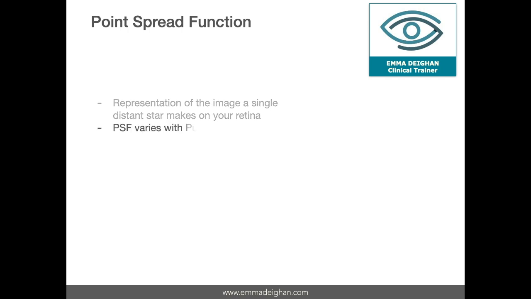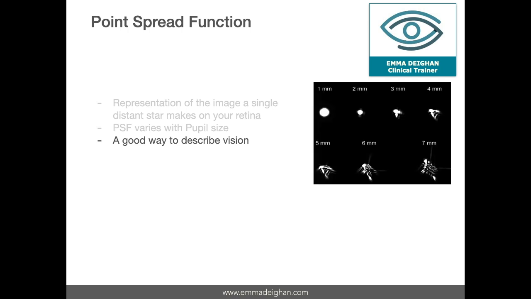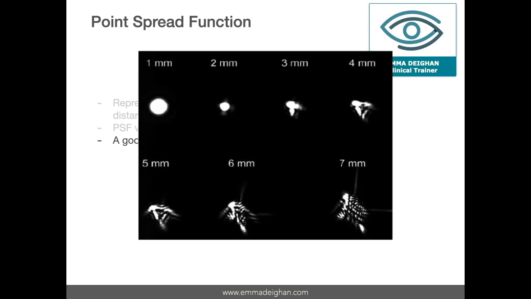Point spread function will vary with pupil size, so it's interesting to look at your point spread function in daylight. Our exercise, we do it at night because in night conditions, that's when you'll see the most aberrations. And it's also a useful way to describe vision. So for your patients, if we look here, if this was your patient at 2 millimeters, they can have quite a point image, so not too much distortion. However, when the pupil dilates up to 7 millimeters or 6 millimeters, you can see that dot becomes distorted, and it's going to give a few interesting descriptions of their vision.